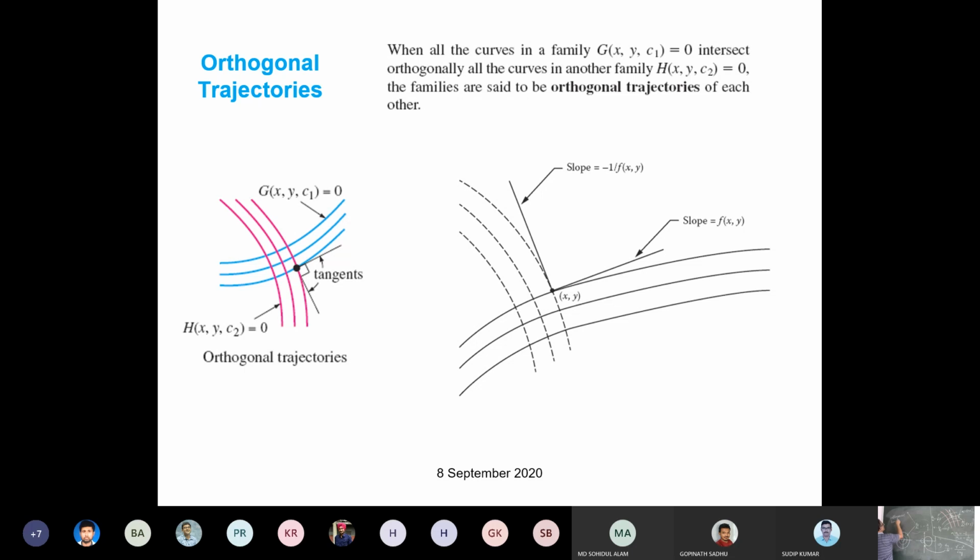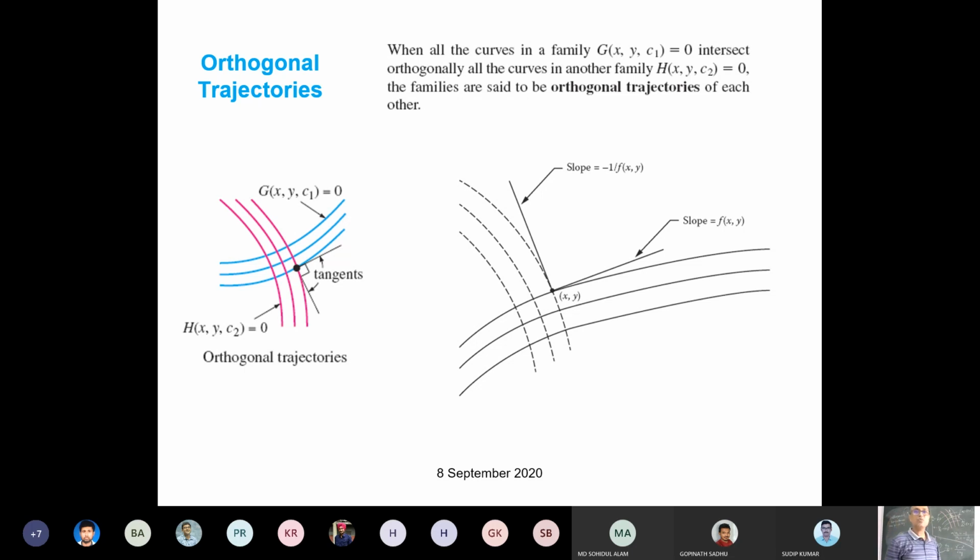Orthogonal trajectories are given by, so it will be given by what? Minus dx by dy equal to f of x, y here. So that is minus x by y. Okay, so if you try to solve it, you are going to get dy by y equal to dx by x, and that is going to give you eventually y equal to cx.